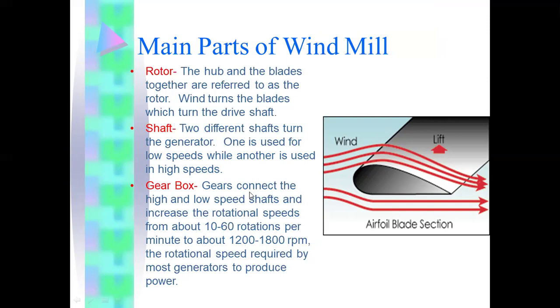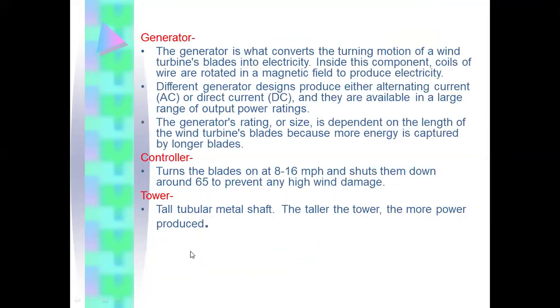Gearbox: gears connect the high and low speed shafts and increase the rotational speeds from about 10 to 60 rotations per minute to about 1200 to 1800 rpm. This RPM can be increased with the help of the gearbox. Actually, the generator requires high RPM to produce electricity, the rotational speed required by most generators to produce power. In this way, electricity is produced.